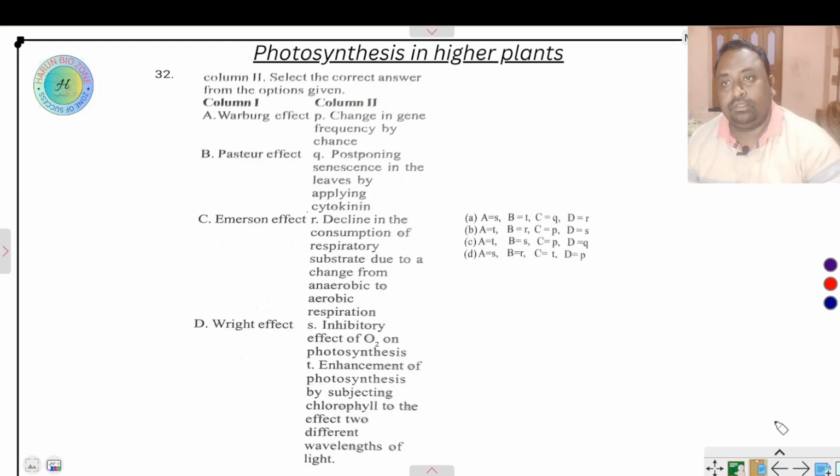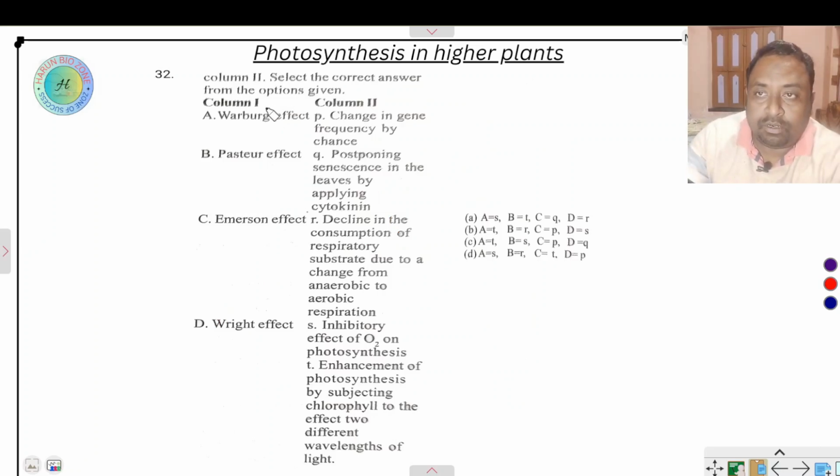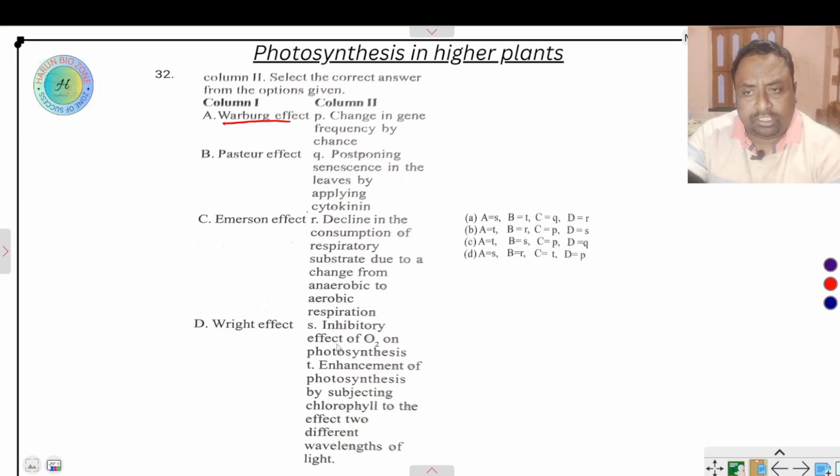Next question. Column 1, column 2. Select the correct answer from the options given. Warburg effect. Warburg effect means the Rubisco enzyme has two effects, oxygenase and carboxylase. During the oxygenase effect they show photorespiration. So it is the inhibitory effect of oxygen on photosynthesis. S is the correct option.